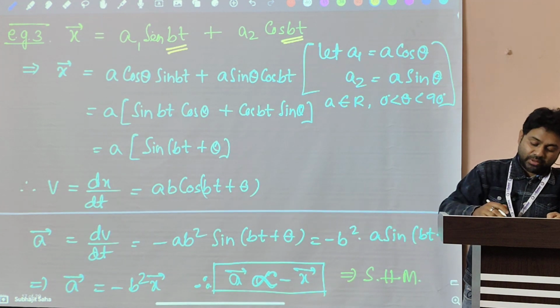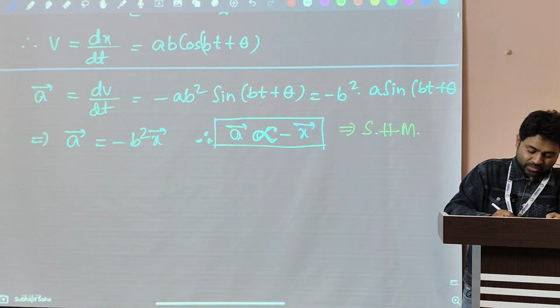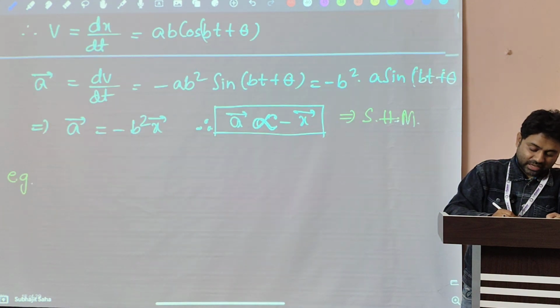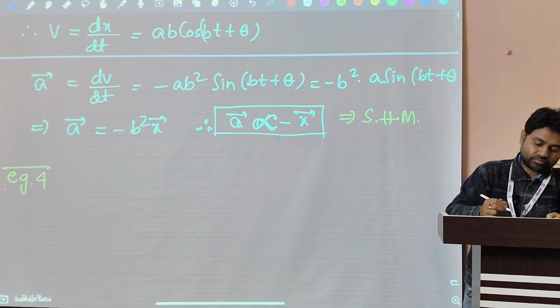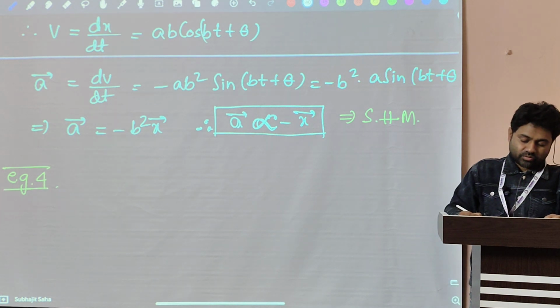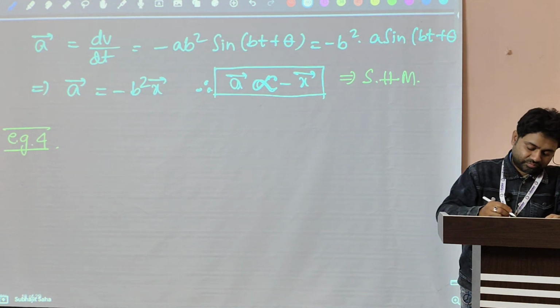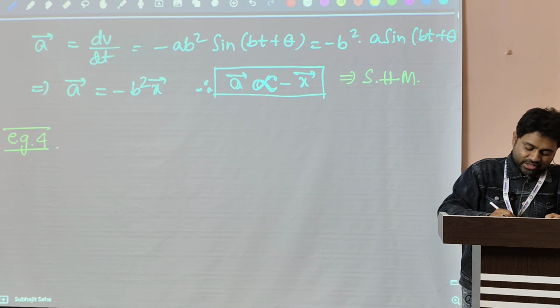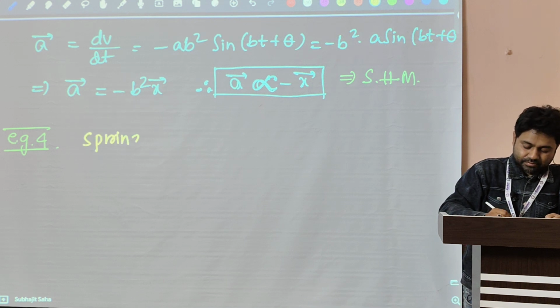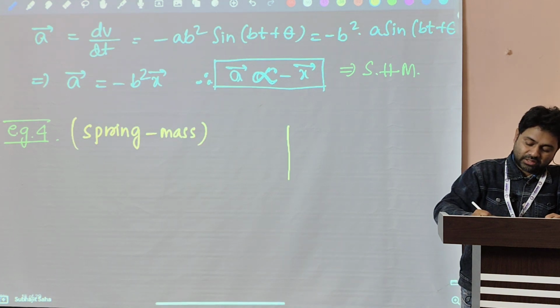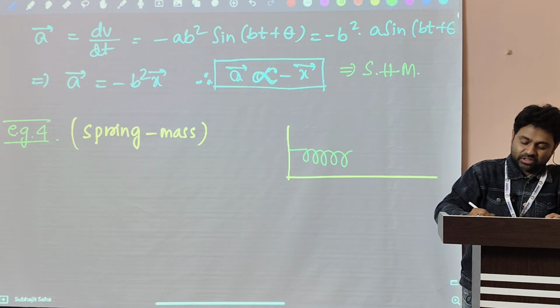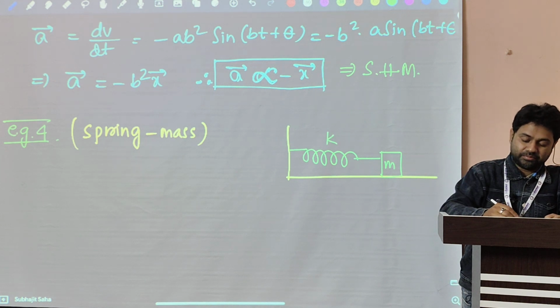We will take one more example and then we will move on to learning something new. Let's take example 4. Consider a spring mass system like this. A spring is connected to a mass. Mass is m, spring has force constant k.